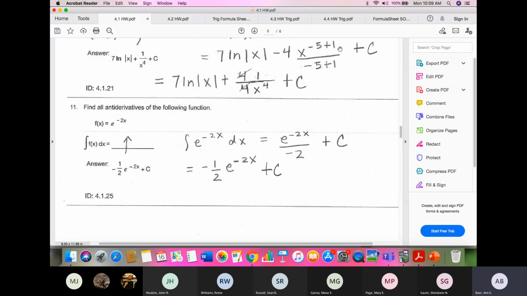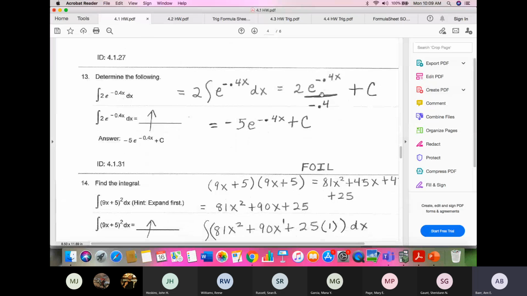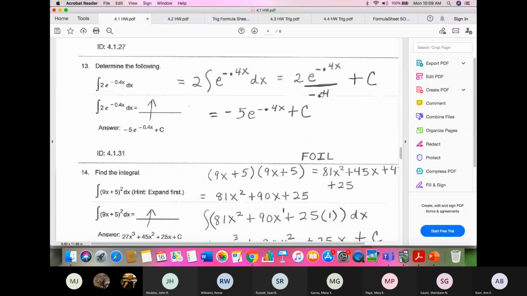Okay, let's take a look. Let's not do 12. Let's take a look at 13. So 13, we want to integrate 2 times e to the negative 0.4 x dx. That 2 is a number multiplier, so I would encourage you to bring it out front to get it out of the way. And then copy over this integral sign. This integrand here is e to the negative 0.4x. And then we have to keep our dx.